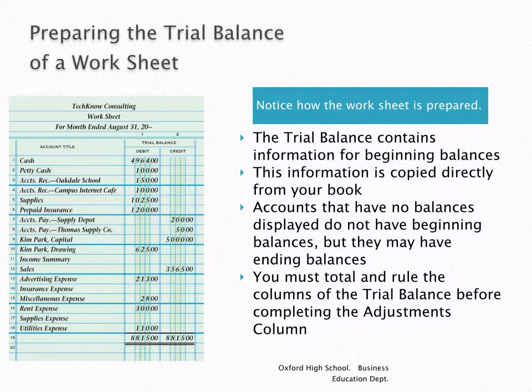You must total and rule the columns of the trial balance before you complete the adjustments column. Notice your trial balance. There's a single line drawn after the last entry across the debit and credit columns. You will add up each column individually, record the balances, and draw a double line after your totals have been calculated. Remember that the debit and the credit column totals must equal in the trial balance. When you are finished with the trial balance, you will then do the adjustments column.